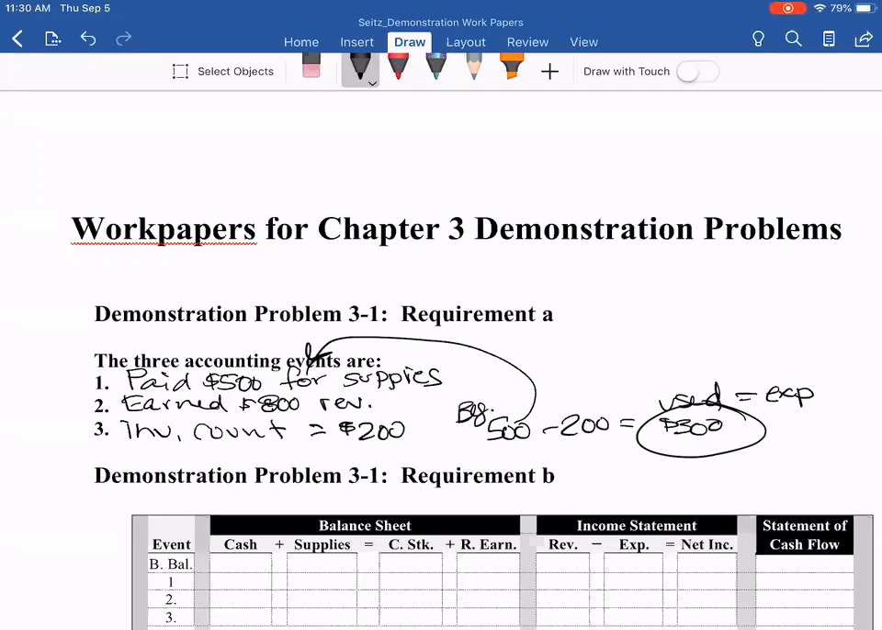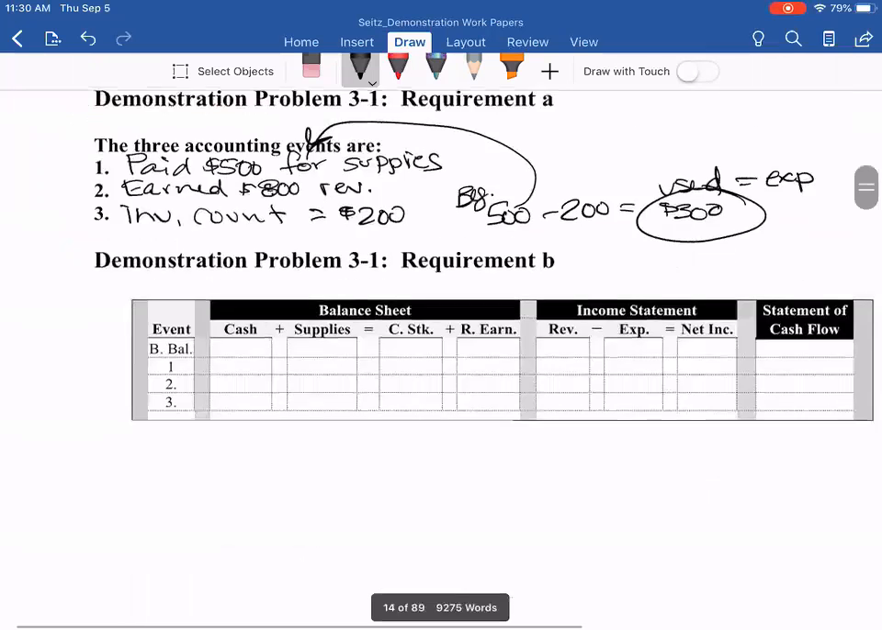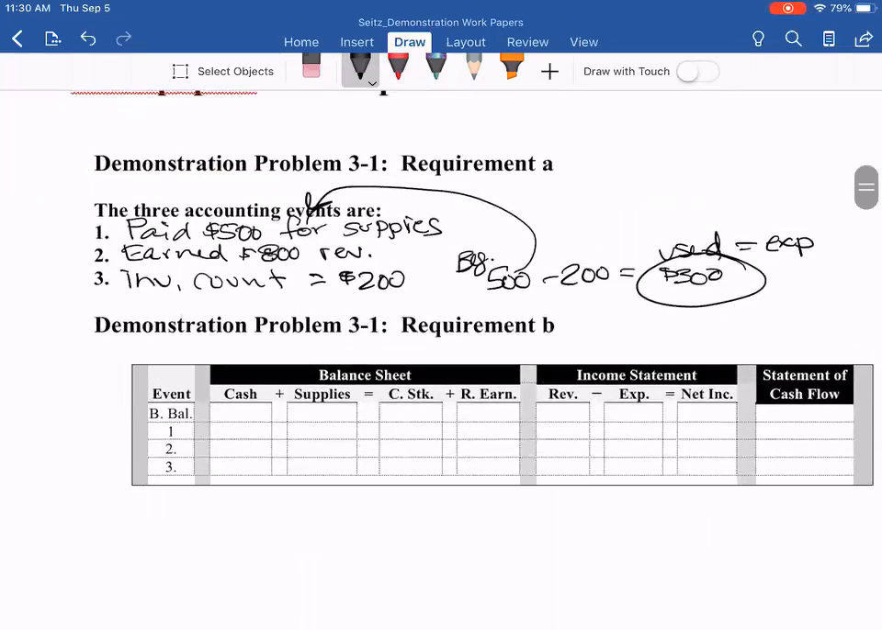So B says record the beginning balances in the 3 transactions in this horizontal financial statement. So here we have the beginning balance of cash that was given in the problem of $1,000. Supplies was 0. Common stock was $900. Beginning balance of retained earnings was $100. There were no beginning balances here. Okay. And then we're going to record those 3 transactions. So you notice 1, 2, 3 right here.